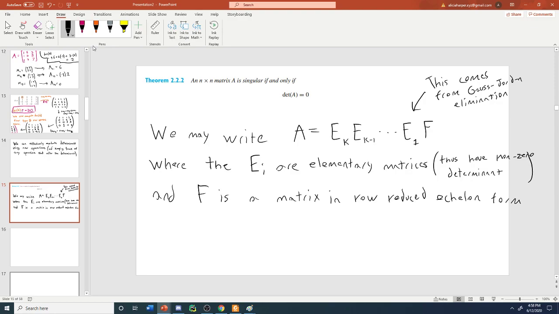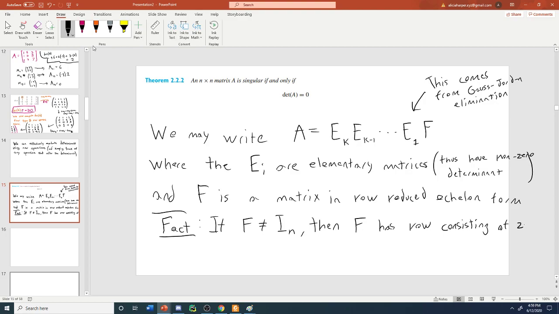Now, here's the key fact. Because F is a matrix in row-reduced echelon form, if F is not equal to the identity matrix I_N, then F has a row consisting of zeros.